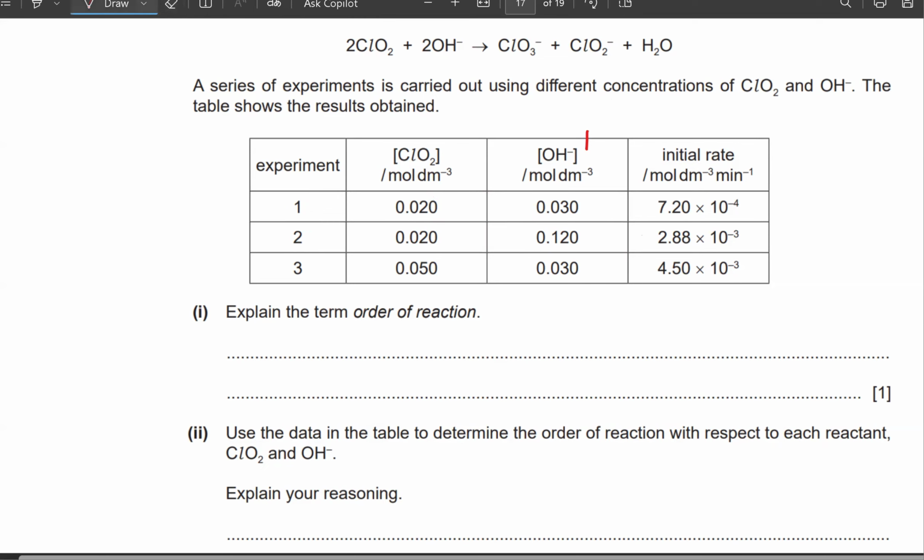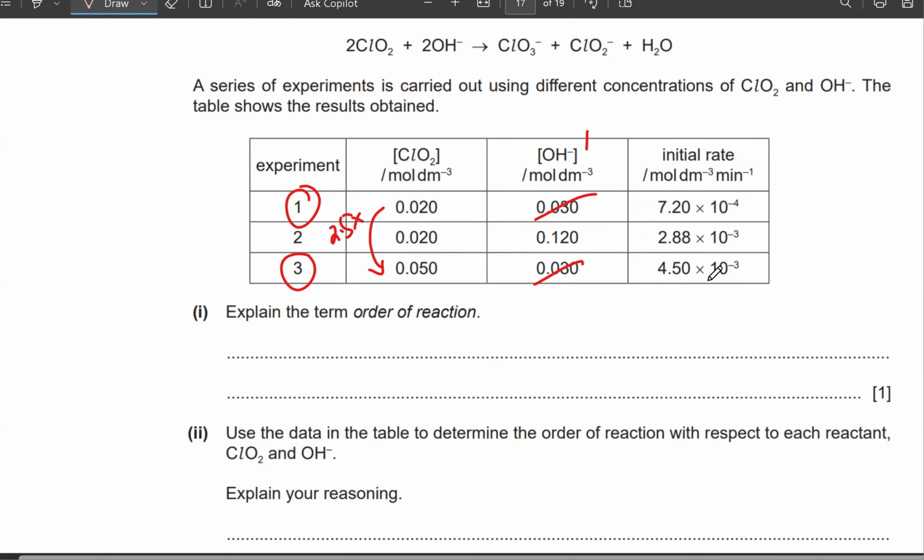Then which experiment should we compare? 1 and 3. Okay, so we're going to compare 1 and 3. This does not change, so it's not causing any effect. That becomes, what's 5 divided by 2? That's 2.5 times, right?